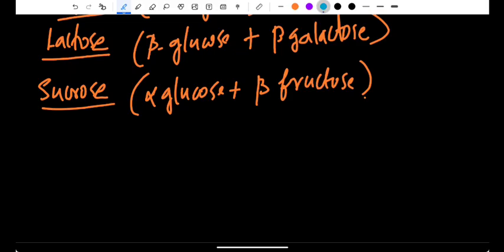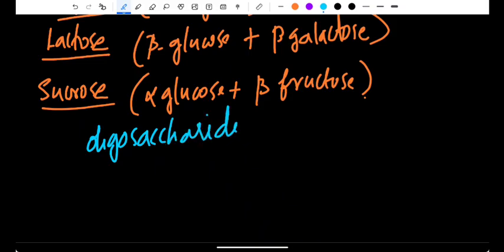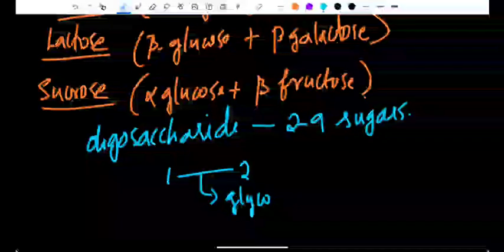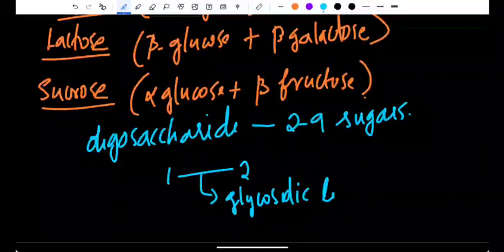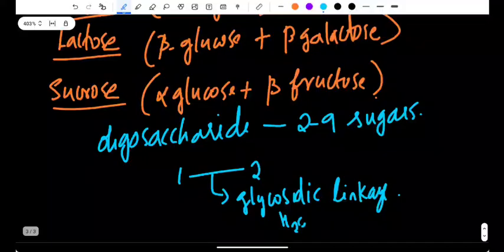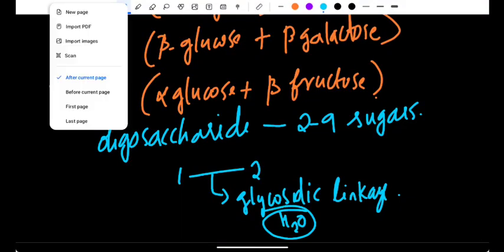Oligosaccharide means 2 to 9 sugars, right? So one sugar is attached to the second sugar by which bond? That bond name is glycosidic linkage. For the glycosidic linkage also, one water molecule will be released. So how? Let us discuss.